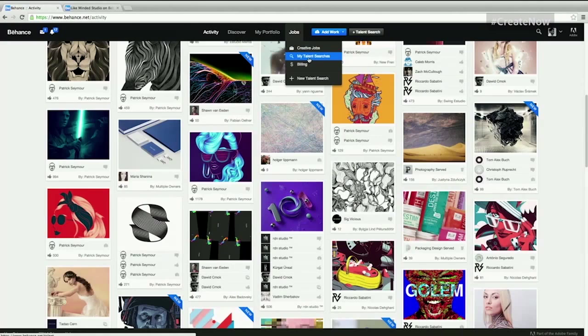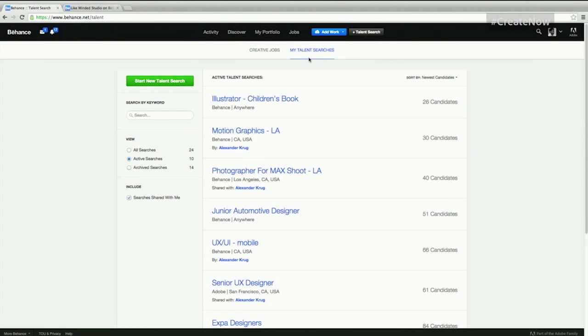Yeah. So let me give you a sneak peek here at Talent Search. And so you'll see here I have my activity feed, which I see every day when I open up my browser. So I'm going to jump into talent searches. And so these are my running talent searches right now. This is the new product that we're launching today. And you can see I'm running a search for a photographer for a Max shoot.